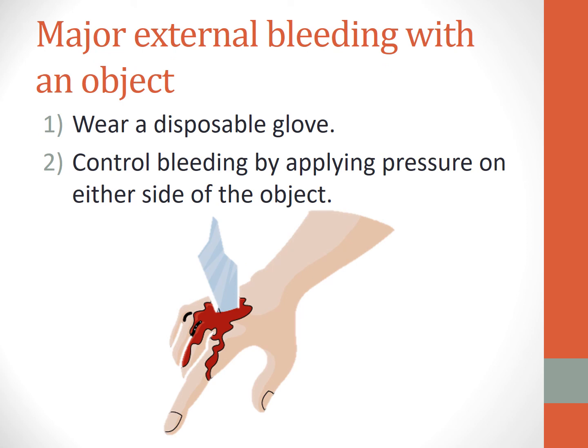Okay, major external bleeding with an object, like for example, a glass piece. Again, number one, wear disposable gloves. Control bleeding by adding direct pressure on either side of the object. Remember, this object is sharp. You cannot touch it, but you can put your bandage slightly around it and then you hold on to it without cutting yourself.